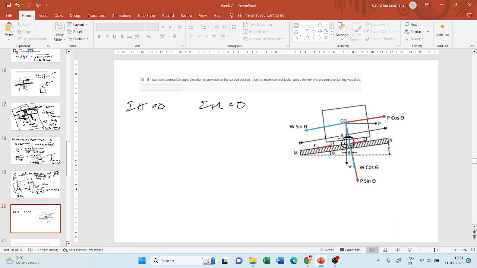So one force is P cos theta. Does it have a perpendicular distance? Yes, it has a perpendicular distance equal to h. So it causes a moment, and this moment will be in this direction: P cos theta into h.